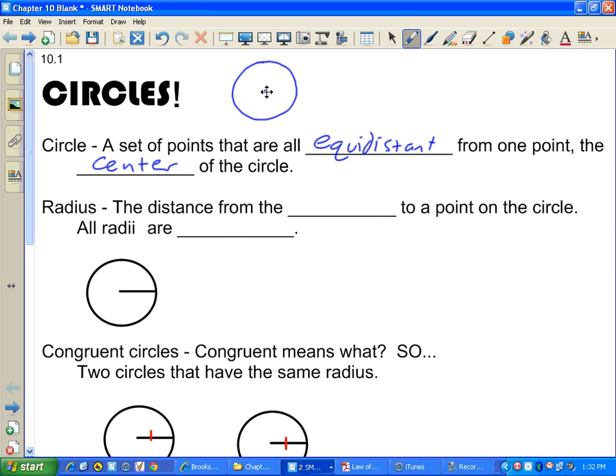So if we name that point in the middle, let's call it P, that's point P. That's also how we name the circle. We say, okay, circle P is this circle. So it's a circle that's centered at P.